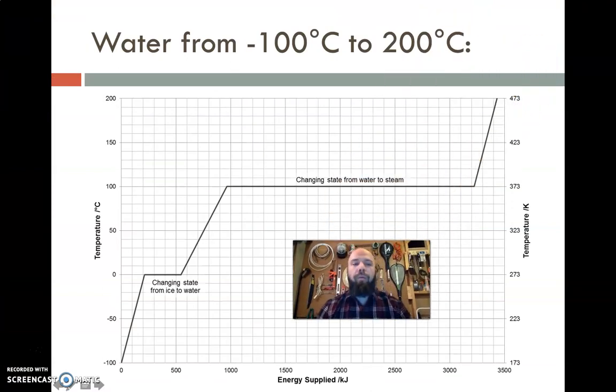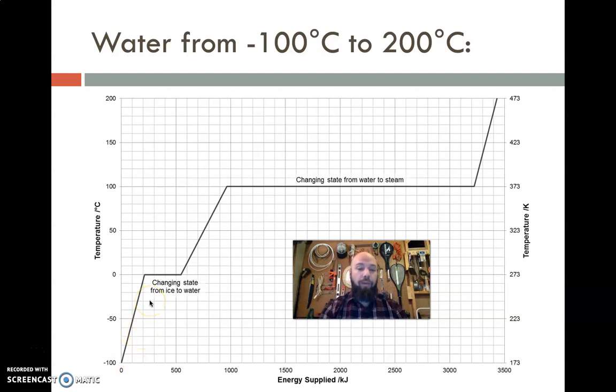Let's look at the example of water, where we know the melting point of water is 0 and the boiling point is 100. This is the temperature of water and the energy supplied to a system. If you started at the bottom of this graph here at negative 100 degrees Celsius and started to put heat into the system, your solid water would begin to heat up.